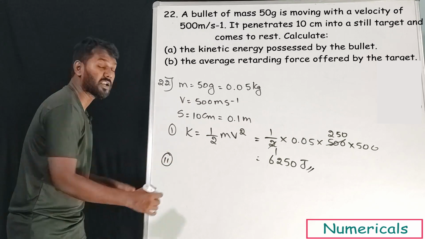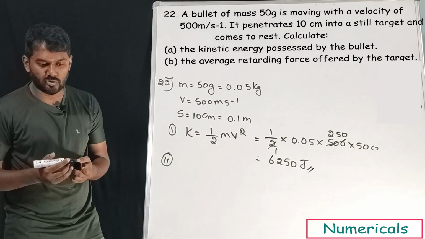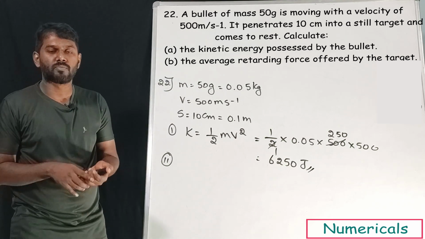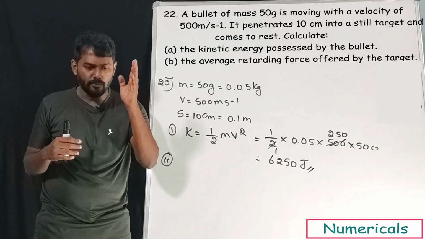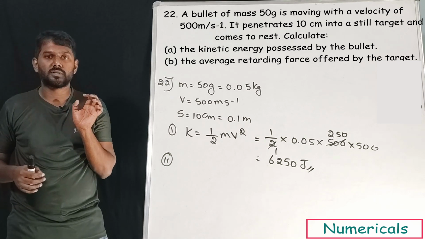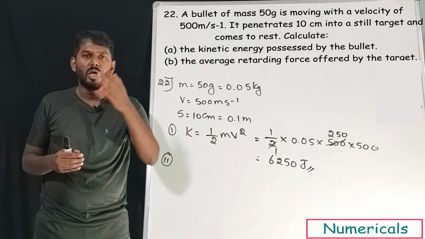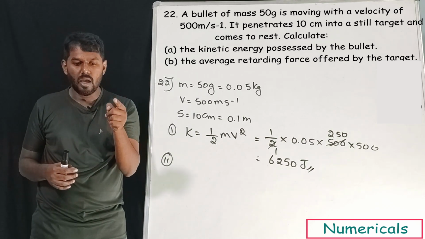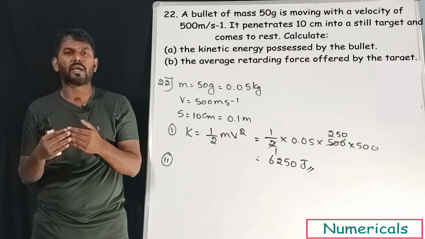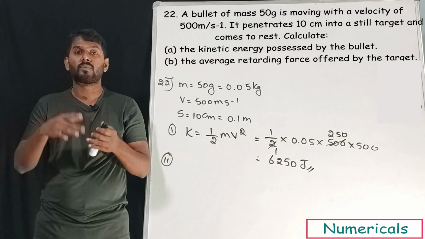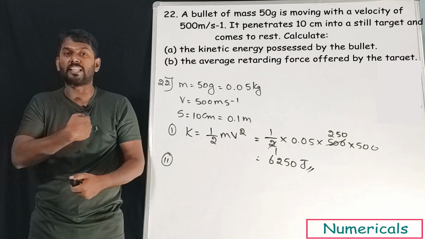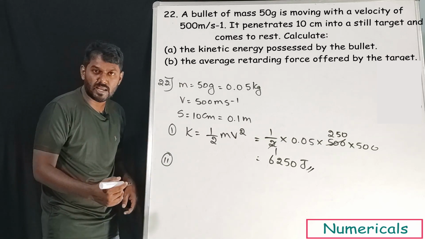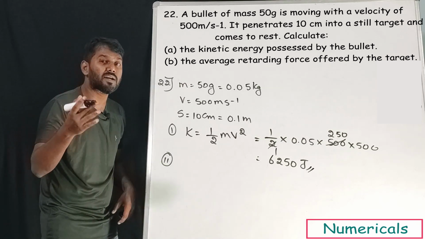Now we will talk about the second one, where you will get a little confused. Okay, the average retarded force offered by the target. Listen, first you need to understand the question. Average retarded force. What do you mean by retardation? Slowing down. So while slowing down, what is the force they are asking, offered by the target? Whom do you think the target is here? It is the still object, which is getting the bullet inside it. So that is the target. Now we have to understand in this question what we have to find.